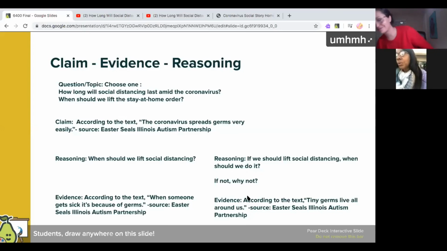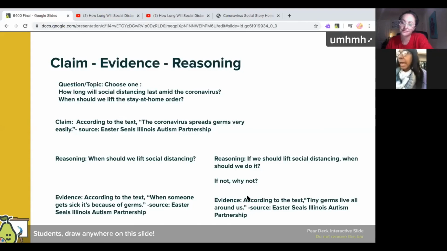How long will social distancing last amid the coronavirus? Or you can choose to address the following in your writing sample. When should we lift the stay-at-home order? Remember, the claim, according to our text, is that the coronavirus spreads germs very easily, and our source is the Easter Seals Illinois Autism Partnership.